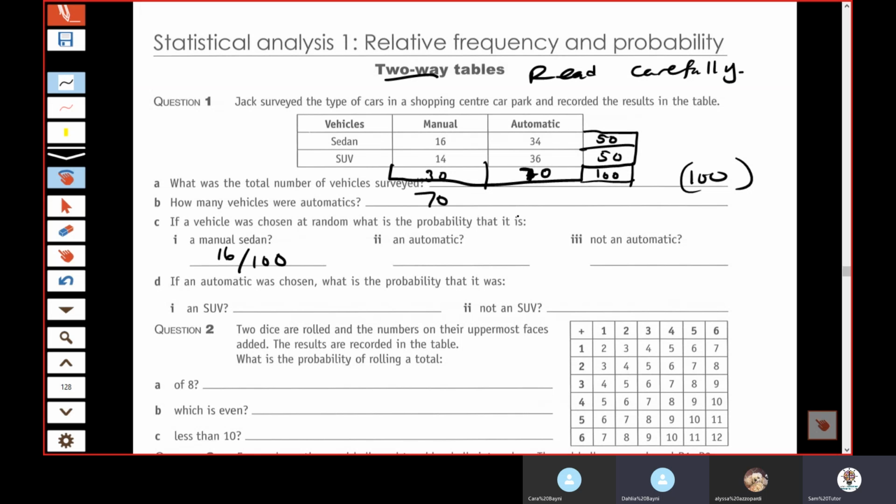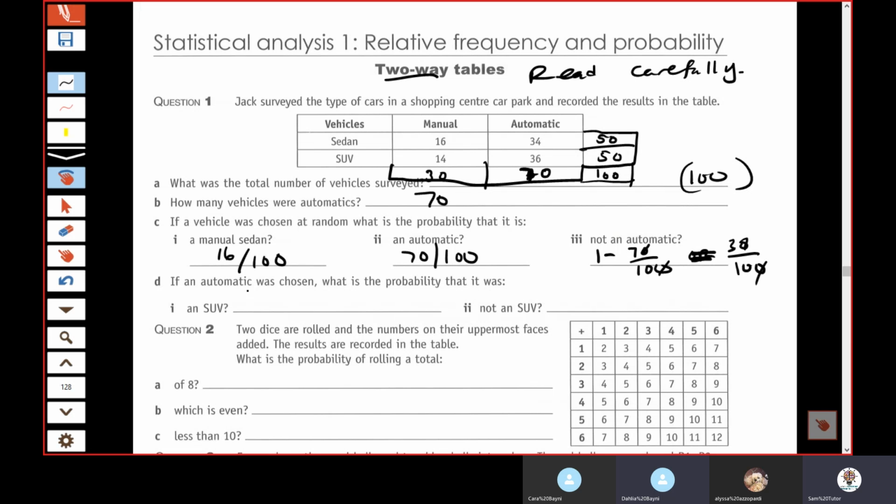For it to be an automatic, it would be 70 out of 100. Not an automatic, that means obviously a manual. Or you can do what we learned last week, 1 minus 70 out of 100 for not an automatic, so 1 minus an automatic. Or, obviously, you know it's just 30 over 100. And obviously these simplify, but okay.